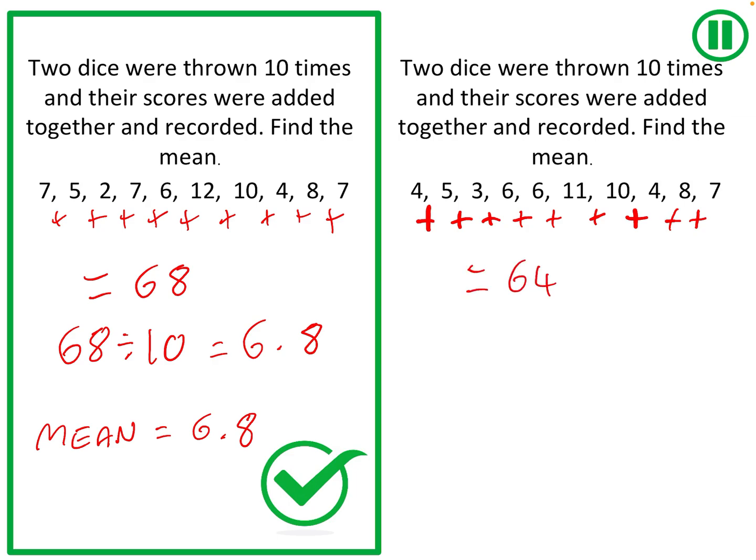So now we've got 64, and we're dividing by 1, 2, 3, 4, 5, 6, 7, 8, 9, 10. We're dividing by 10 again. So divided by 10, and this equals 6.4. And therefore the mean is equal to 6.4. If you didn't get that correct, have a little look through the workings now and see. If you did, very well done. Feel free to pause the video if you need a little bit longer to look at this.